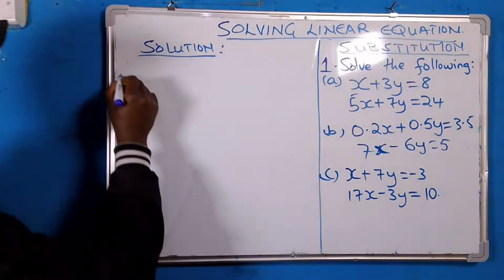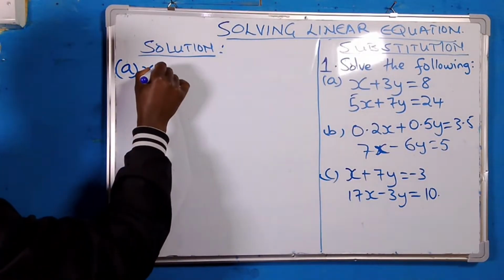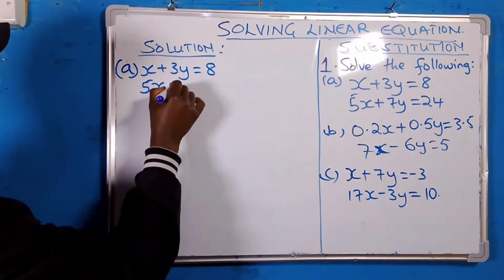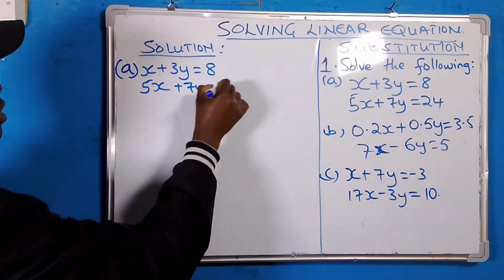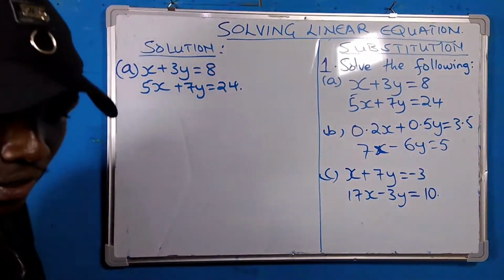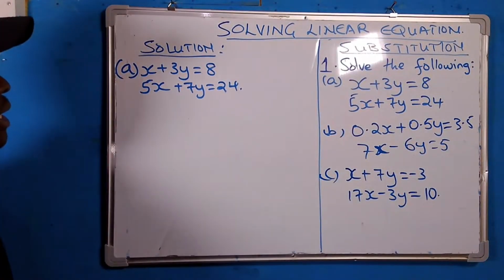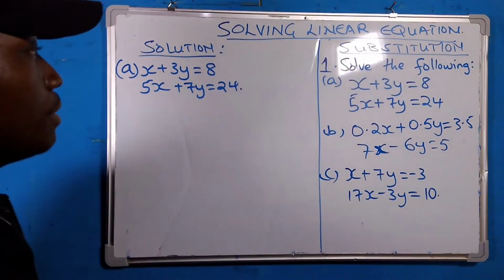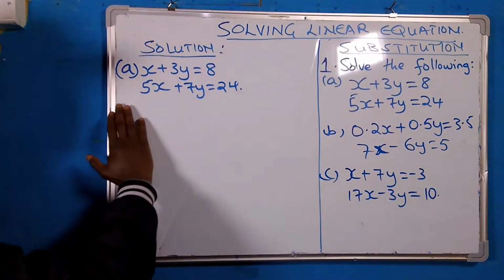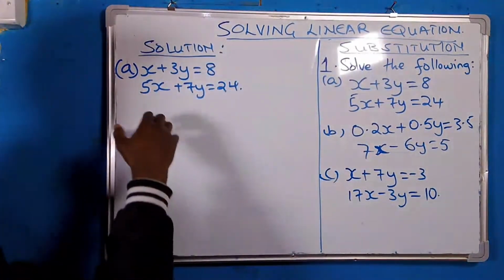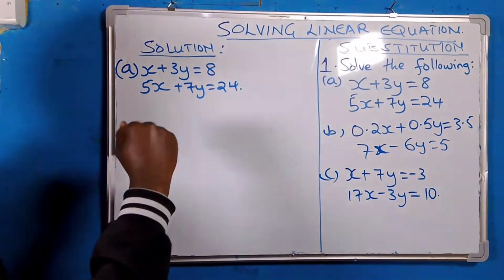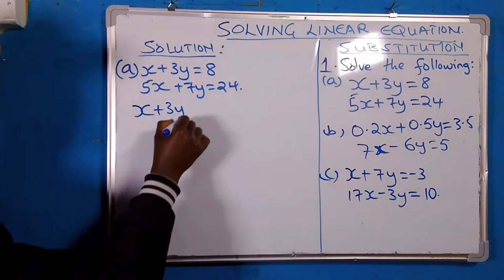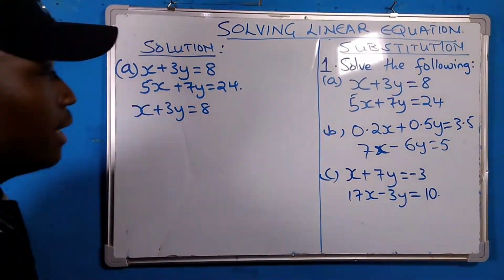So we have our first question A, which is x plus 3y is equal to 8 and 5x plus 7y is equal to 24. To solve this particular question, we have the first equation and the second equation. We are going to choose one equation to be our main equation, and we say that we should choose the simplest. Between this one and this one, the equation that seems simpler is the first one. So let us choose x plus 3y is equal to 8 to be our main equation.